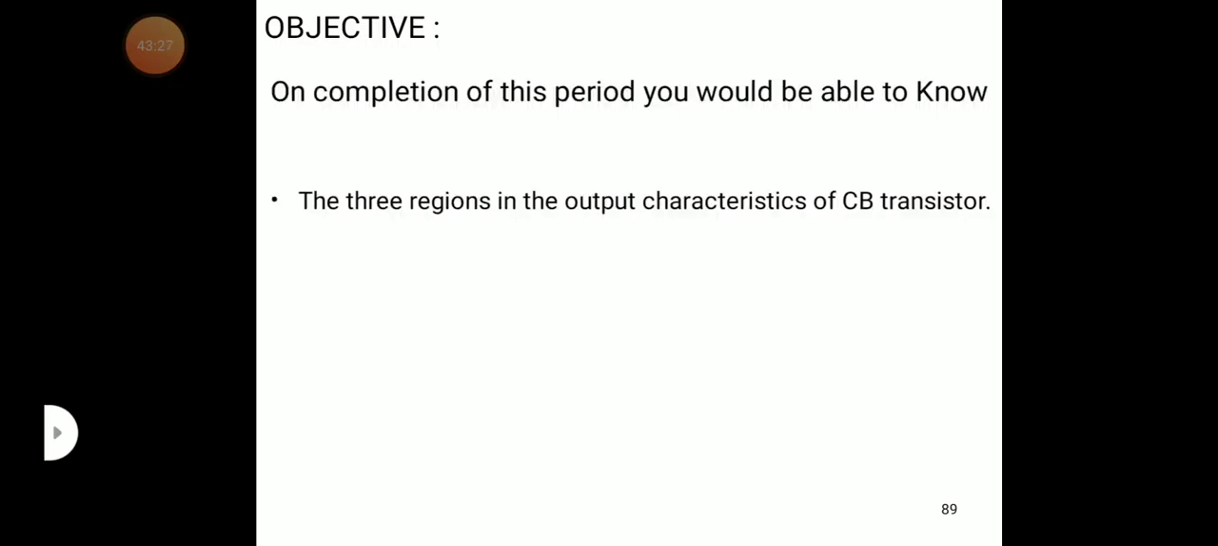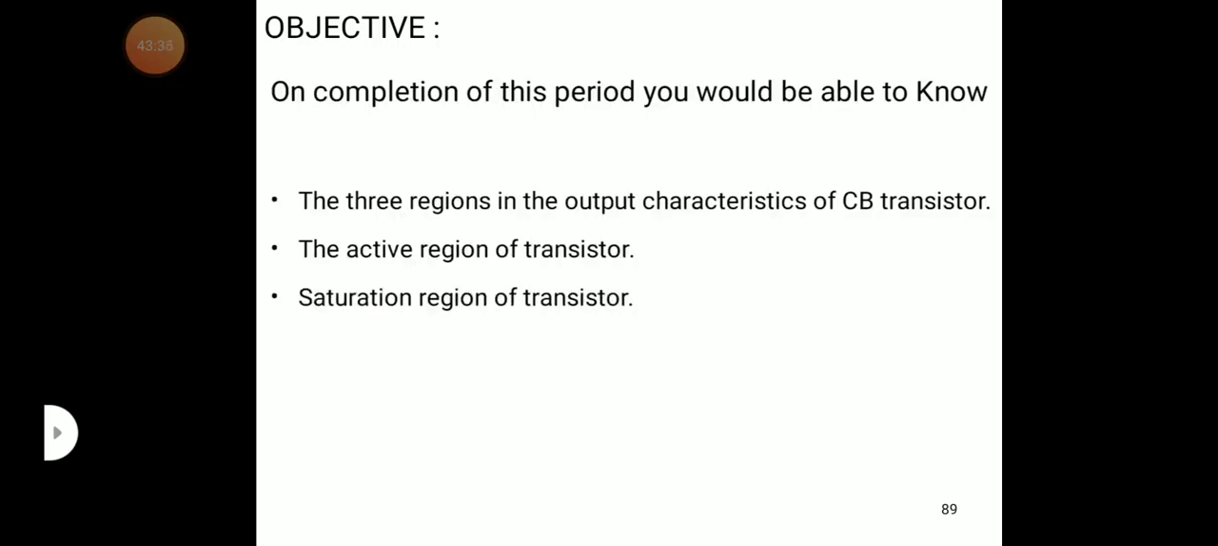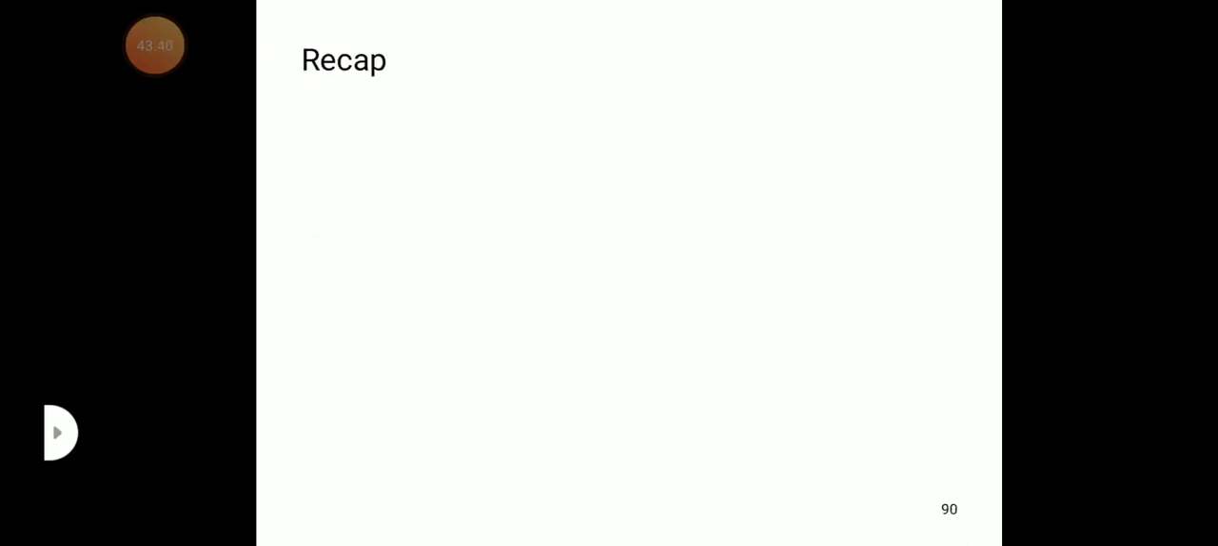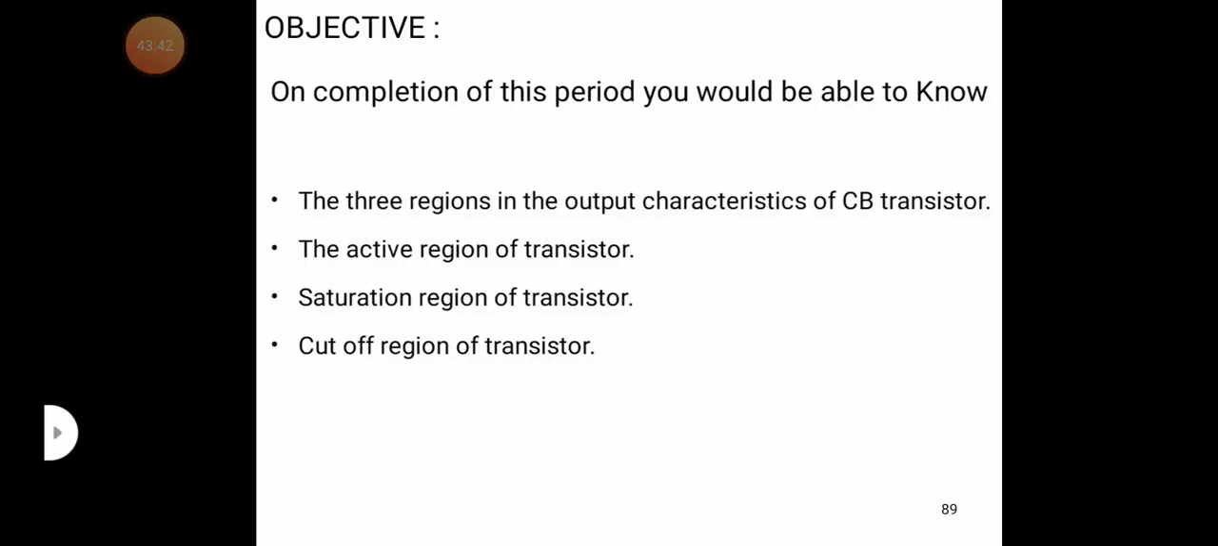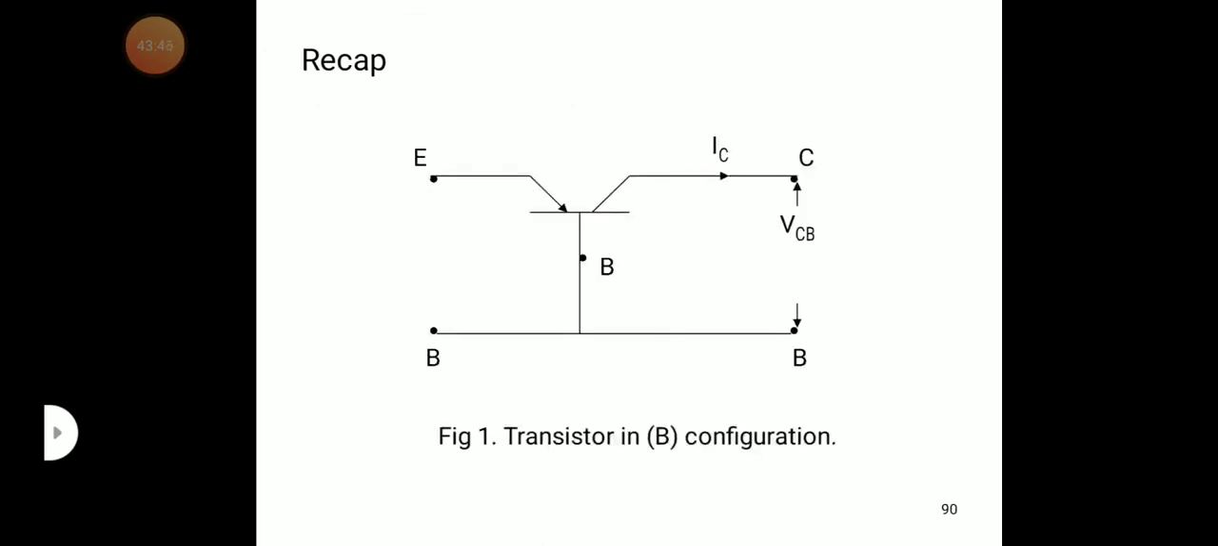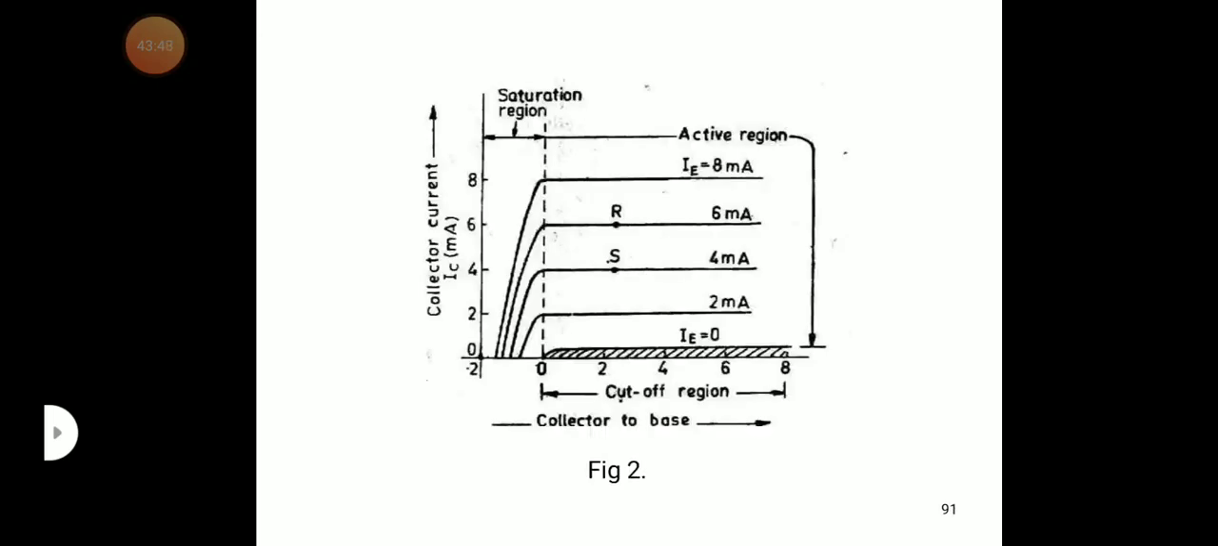Now we try to discuss the three regions in the characteristics of the common base transistor: the active region, the saturation region, and the cutoff region. Already we discussed, we need to discuss these three. So this is a common base configuration, and this is the output characteristics of the transistor.